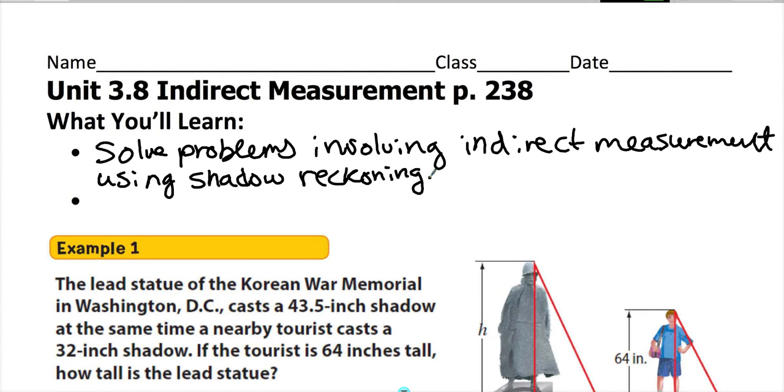This one's always my favorite lesson just because of the weird words. Shadow reckoning. I reckon I have a shadow. I don't know. Maybe I'm like Peter Pan. I lost it somewhere.